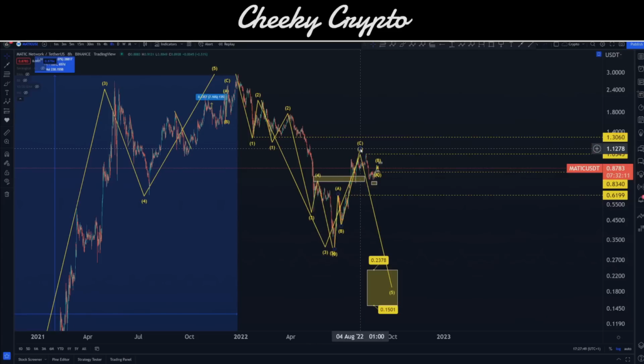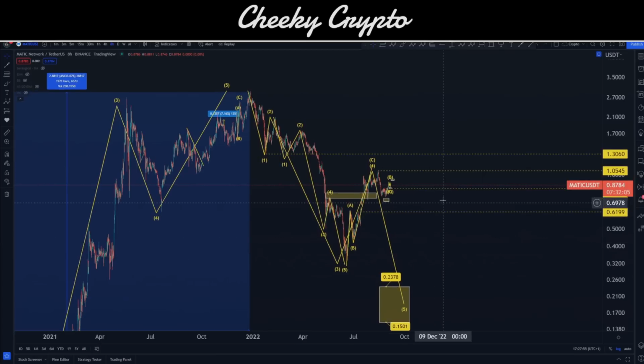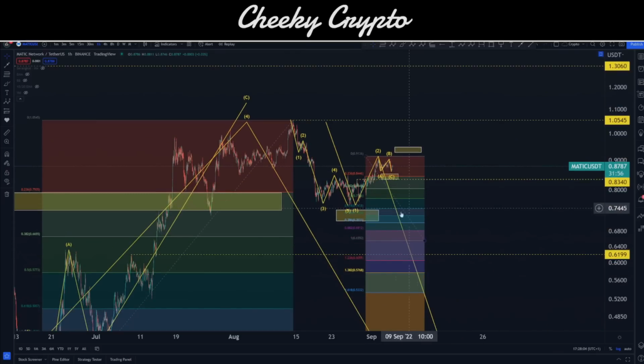The higher that the wave 4 has gone, the lower that wave 5 is going to have to go. So our targets are 1.501 to 23.78 cent. Only way to prevent that is to first of all go up higher than 1.306, okay, and that's always been up there. So let's jump back down into our hourly chart and talk about this, right?